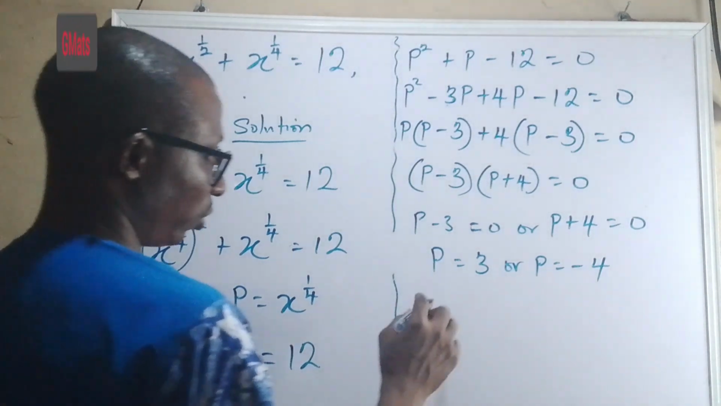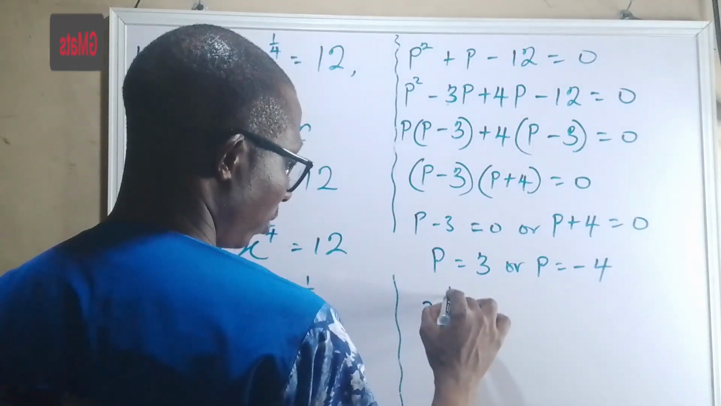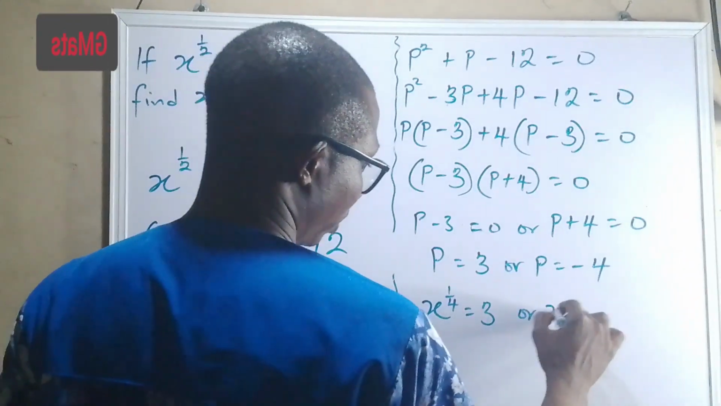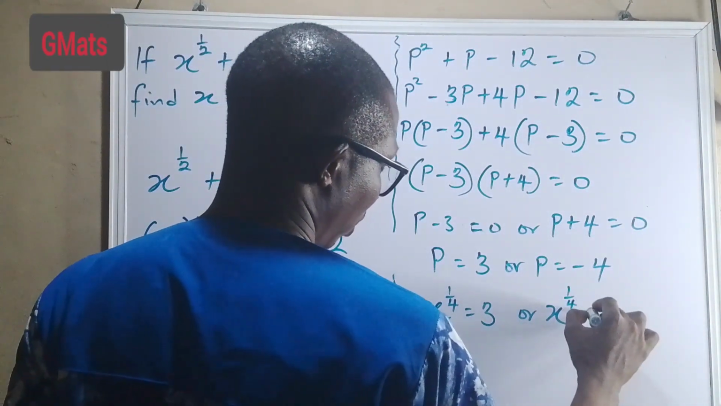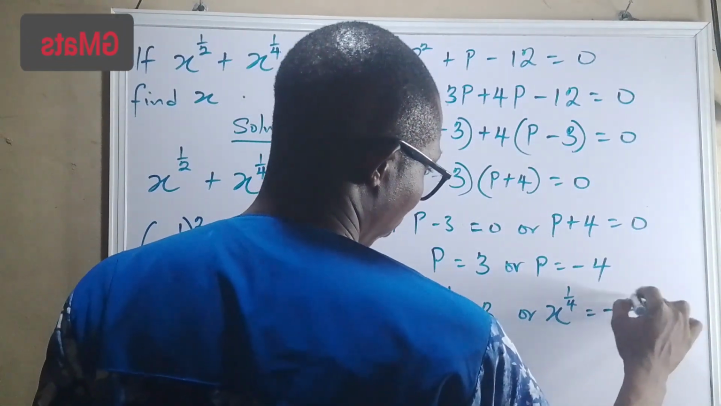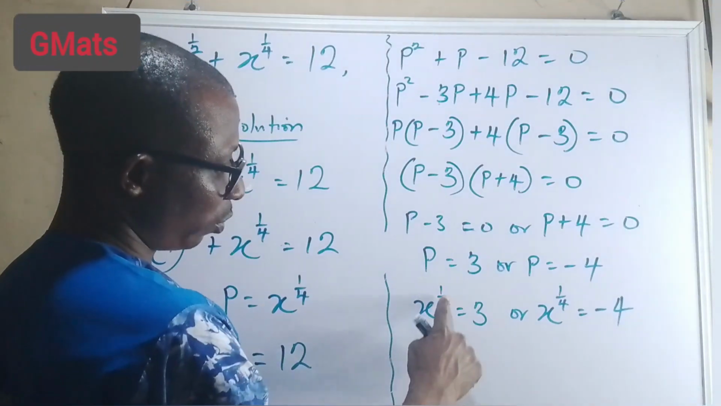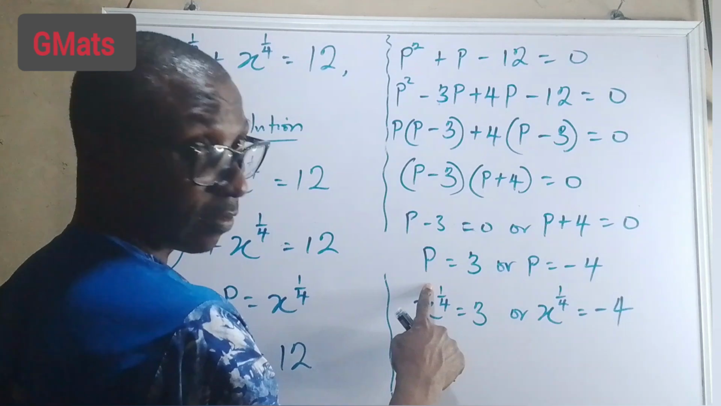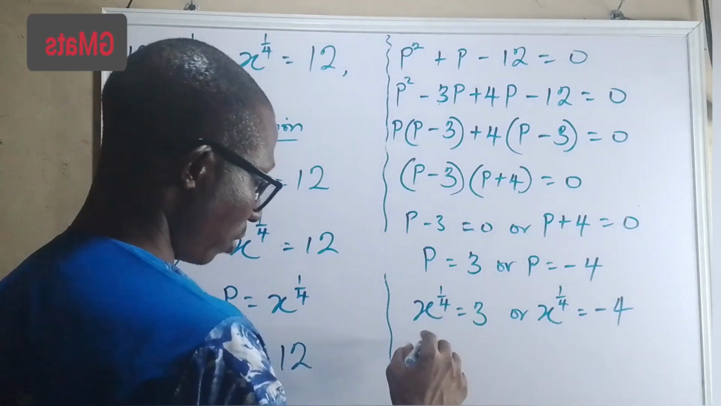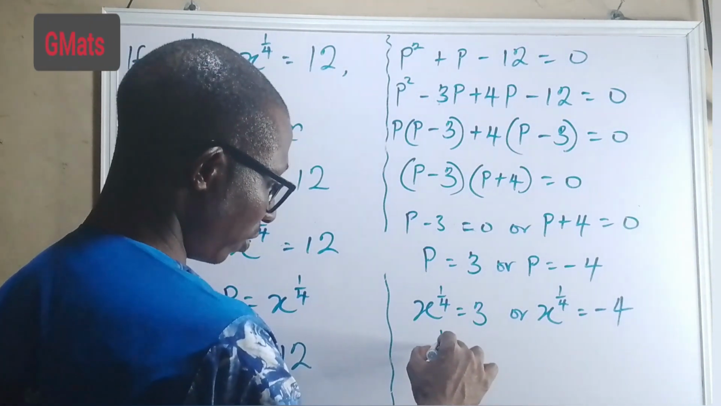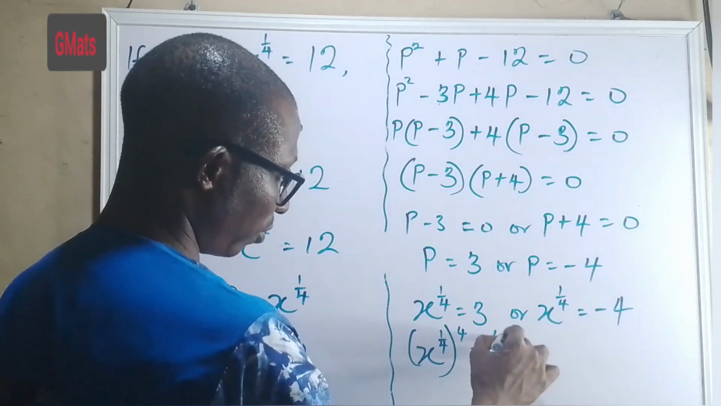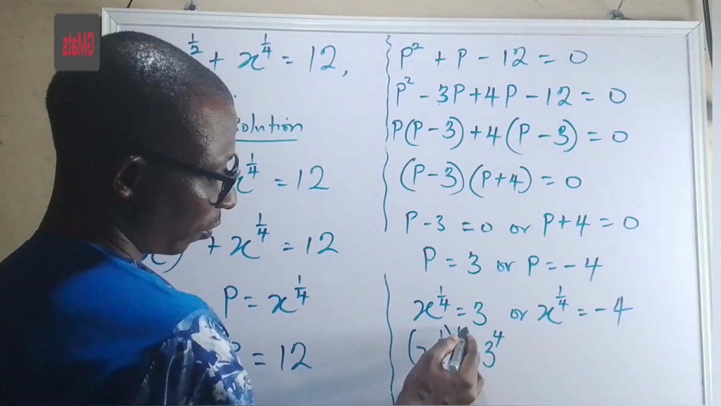So now let's substitute. We have x raised to the power of 1 over 4 equals 3 or x raised to the power of 1 over 4 equals minus 4. All right, so here you raise both sides to the power of 4. So you have x raised to the power of 1 over 4 raised to the power of 4 equals 3 raised to the power of 4. All right, so 4 cancels 4.